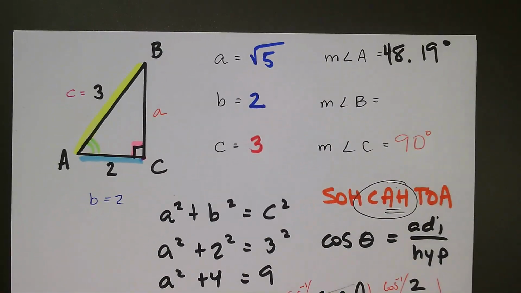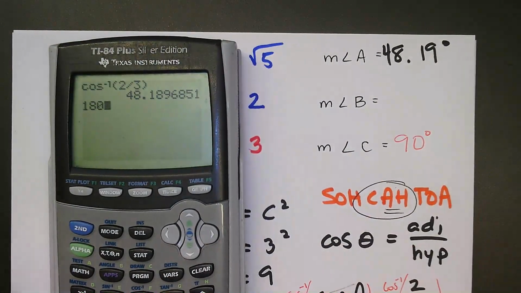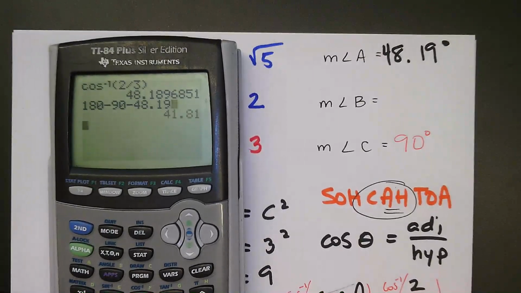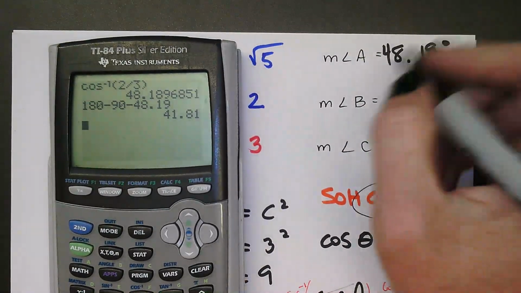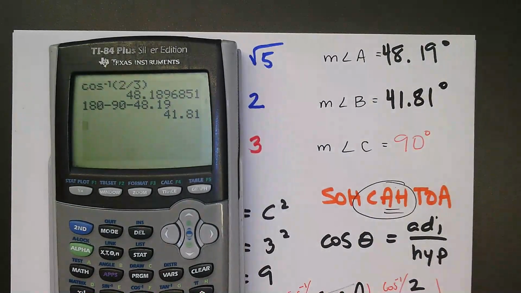And now I don't really need trig anymore. I can just use the triangle angle sum theorem. I know all of the angles in the triangle add up to 180, so I can do 180 minus 90 and minus 48.19. And that's going to leave me here with 41.81 degrees. That gets me my final answer.